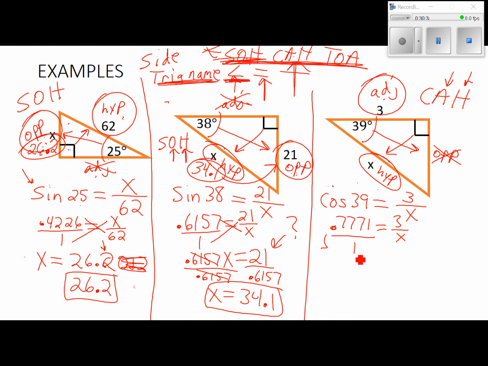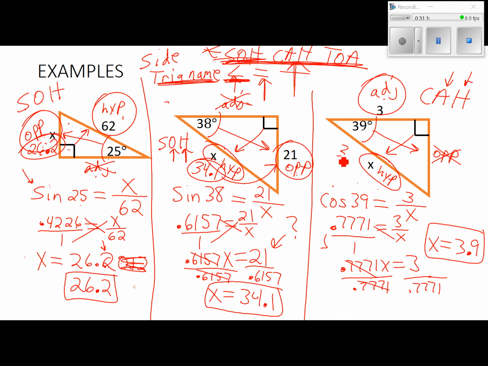That still equals 3 over x. Put a 1 underneath that. Cross multiply, I get 0.7771x equals 3. After you see the pattern on these for a while, you can probably do a bunch of this in your calculator. You don't have to write everything out. Divide both sides by 0.7771. Remember, your answer when you're dividing by that number should get bigger. We end up with x equals, punch in your calculator, 3 divided by 0.7771. And I end up with about 3.9 when I round it off.